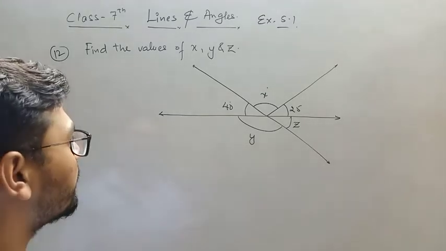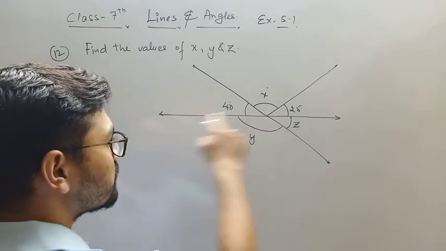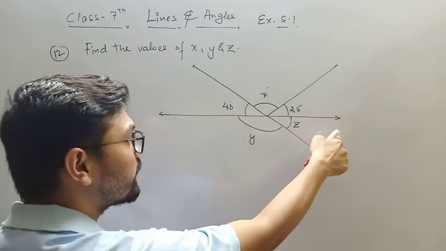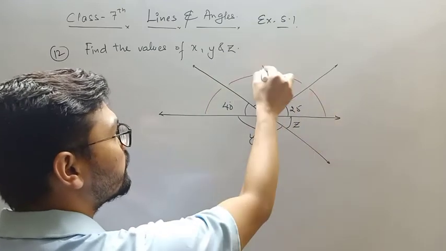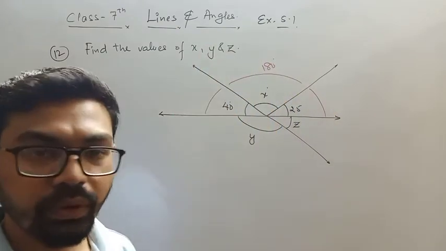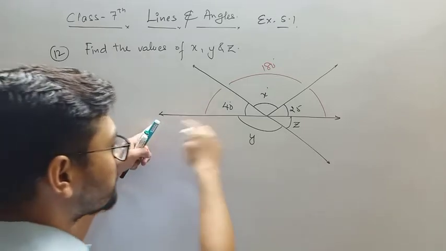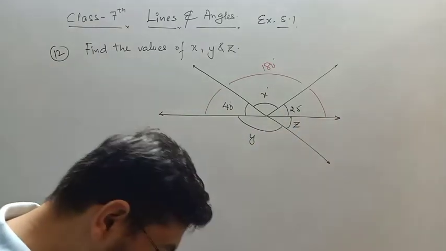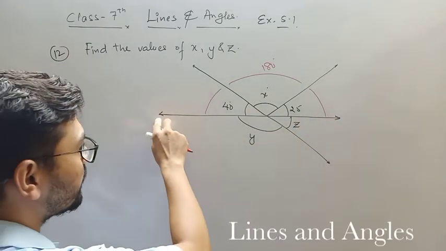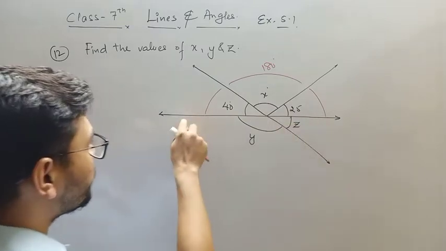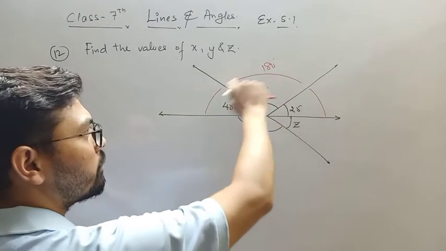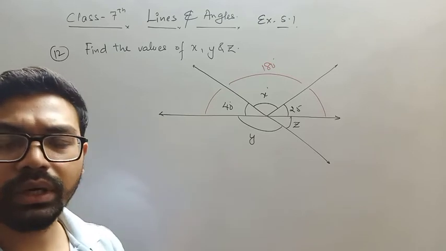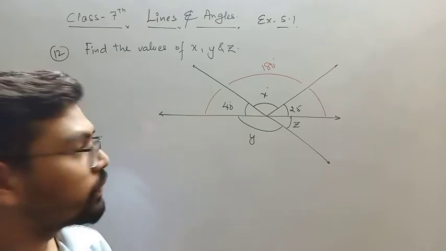Now if I say this is a straight line, right? This is a straight line. Now if I say that this complete angle is equal to 180 degrees, do you agree with this? There is no labeling in this question, but what I'm saying is this is a straight line, and if this is a straight line, this complete angle will be equal to 180 degrees. Do you agree with this?